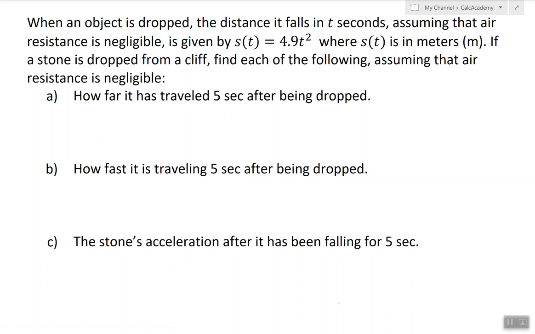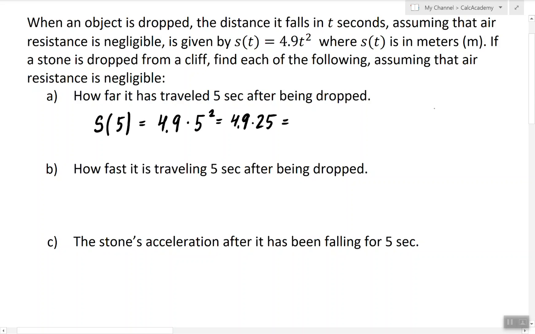Using function notation, we interpret this question as to find the output when the input is 5. So we simply have to evaluate this function at t equals 5. So the answer is 122.5, and the units are meters. So the object has traveled 122.5 meters.